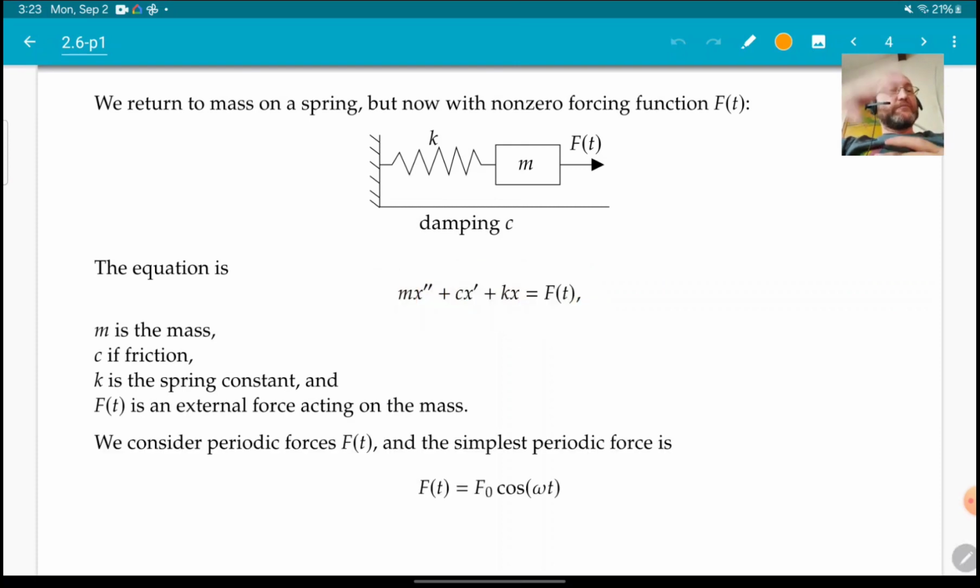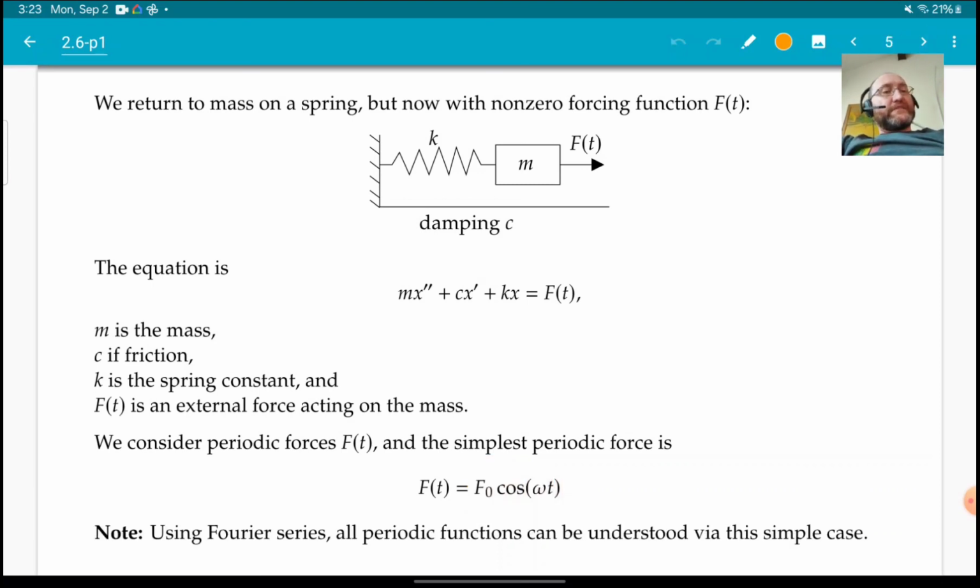All right, so we will consider the simplest periodic force, and that's just a cosine. There's some constant in front of it, that's how much oscillating back and forth force there is, and omega is the frequency at which it's happening. So there's some cosine that's just happening.